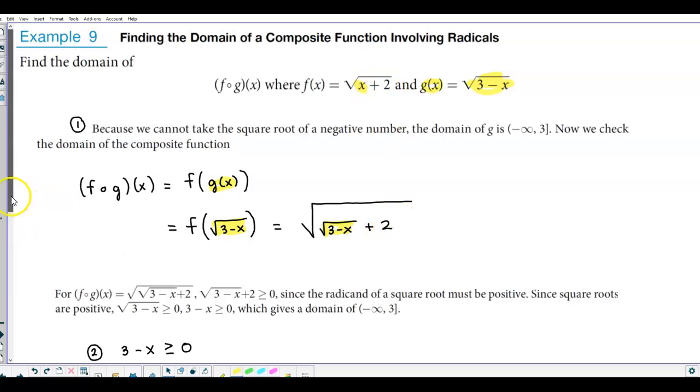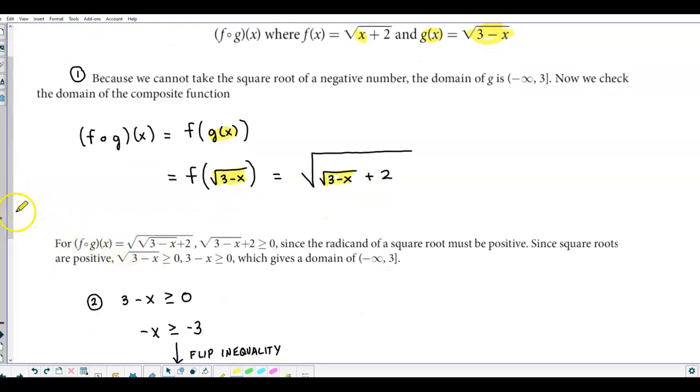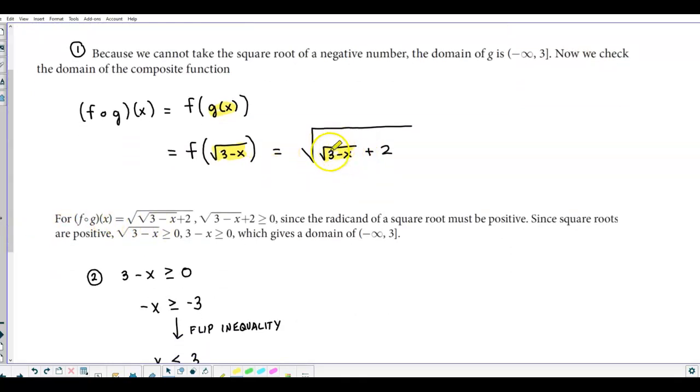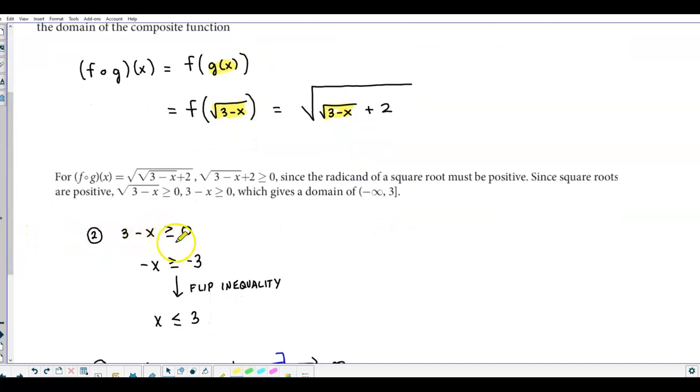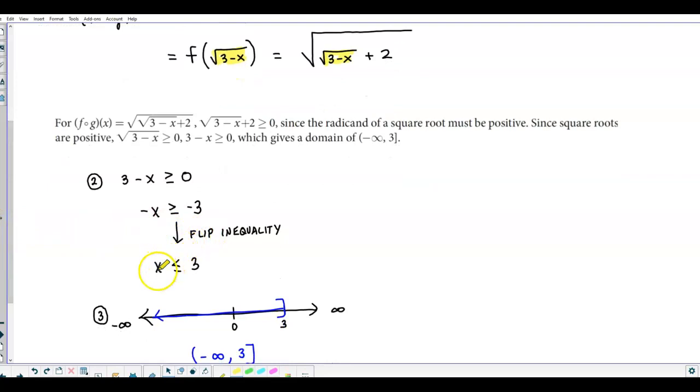Now in step 2, what we want to do is look at the radicand that's under the radical sign. We need to look at this 3 minus x, and we know that whatever is under the radical sign has to be greater than or equal to 0, because we cannot take the square root of a negative number. We can take the square root of 0, which is the reason why it's greater than or equal to 0. Now 3 minus x is greater than or equal to 0. By solving for x, we subtract 3 from both sides, and then we divide by negative 1, which means we need to flip the inequality, and therefore we get x less than or equal to 3.